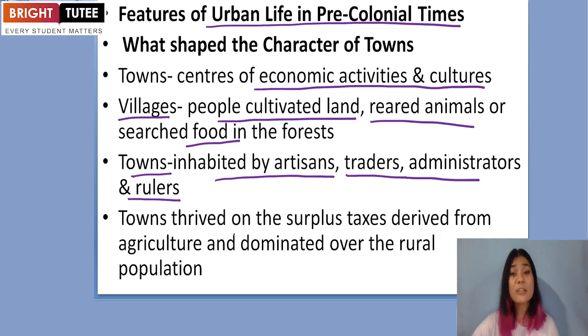The towns thrived, the towns existed because of the tax that was collected from the rural areas, from the people living in the villages and in the countryside. The people living in the countryside and the villages, the farmers, the peasants, had to pay tax, they had to pay land revenue, and that revenue was collected by the ruler, the emperor, and that money was used for the development of the towns. So it was the revenue that came from the villages, from the countryside, that allowed the towns to thrive.